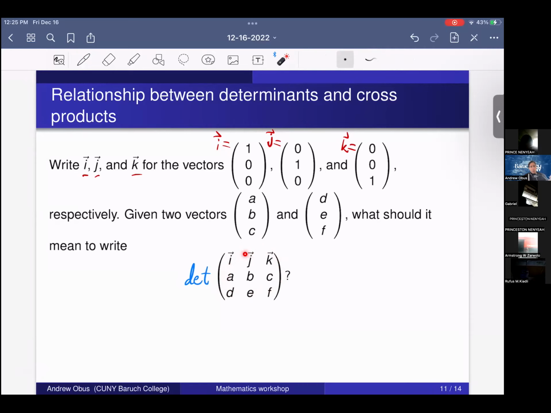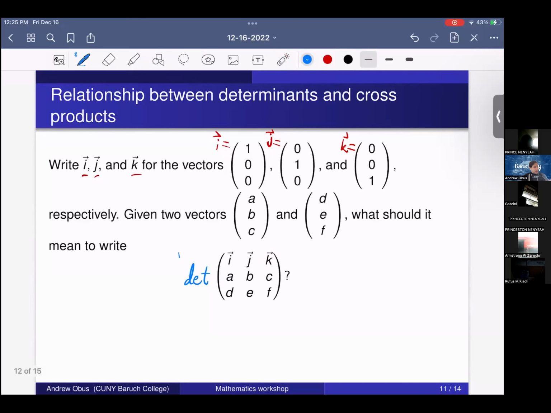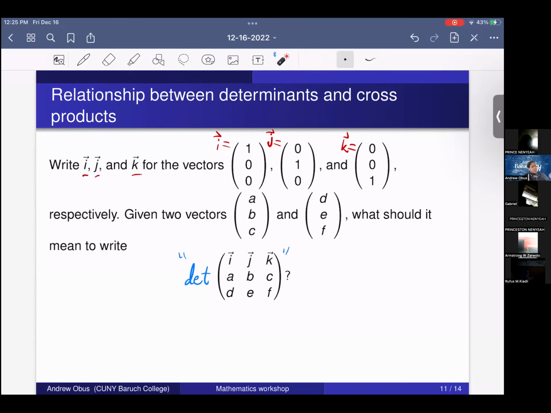Well, it's a little bit weird, right? Because the determinant of this matrix, I mean, these are scalars and these are vectors, right? So it's kind of, I need to put it in scare quotes here, because we didn't define the determinant with vectors. We only defined it with numbers. But if you bear with me here, let me show you what happens if we just try to do this. So what I'm going to do is use expansion along the first row.